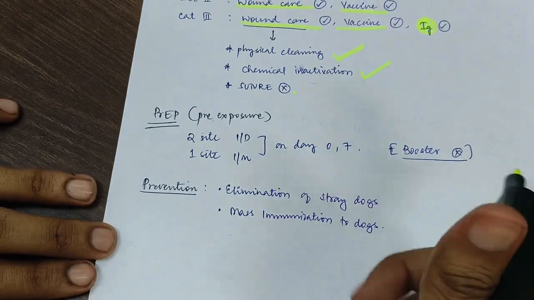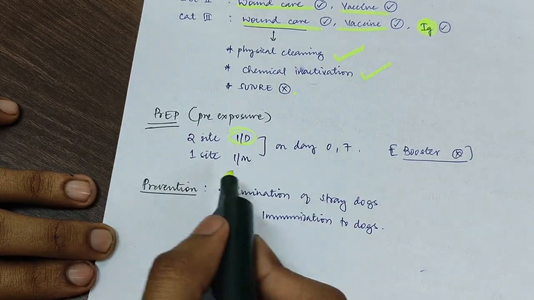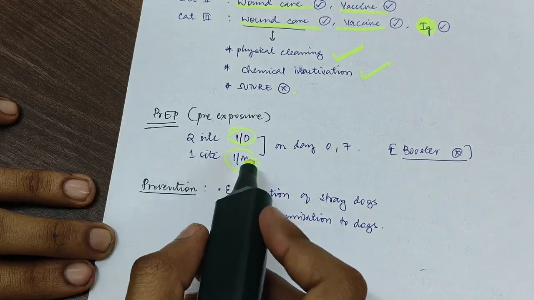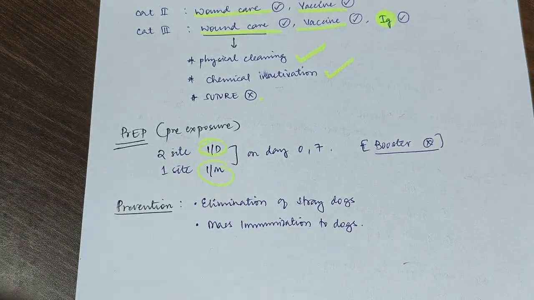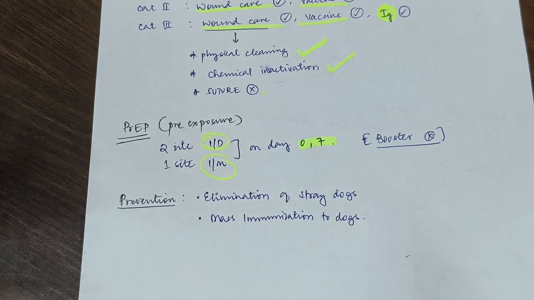Pre-exposure prophylaxis, you are going to give 2 site and 1 site. 2 site in case of intradermal. Remember, 1 site because intramuscular is going deep, so 1 dose is sufficient. Whereas intradermal, it is very superficial, so you require 2 sites. On day 0 and day 7, booster dose is not required because it is not helpful.